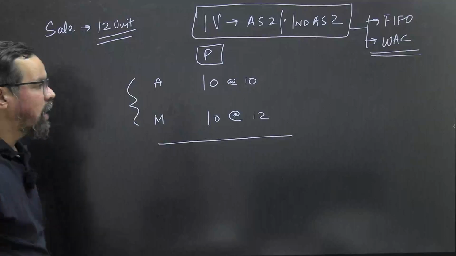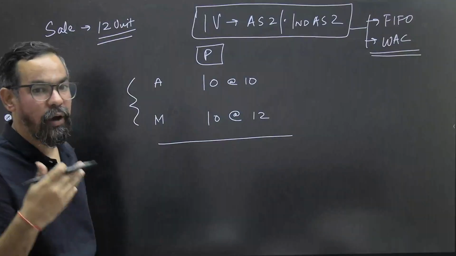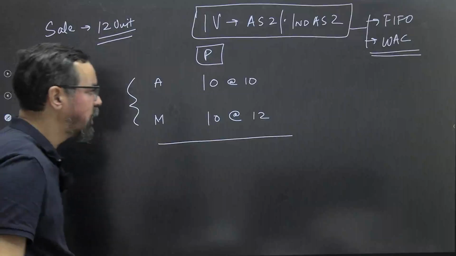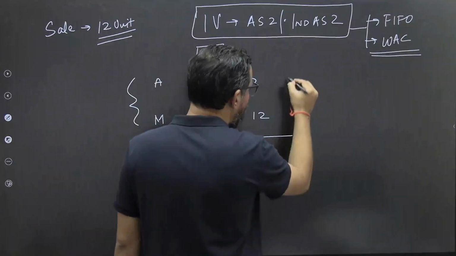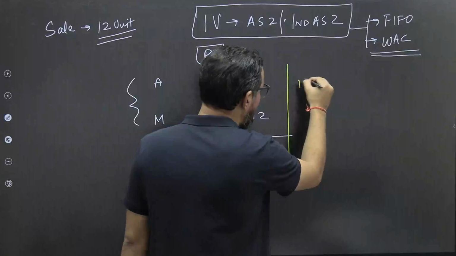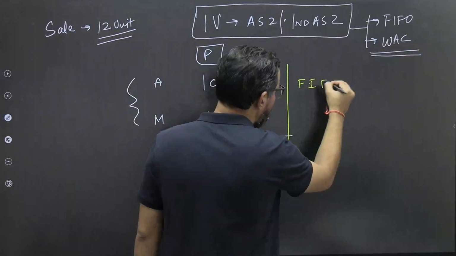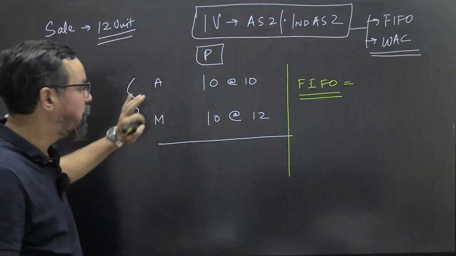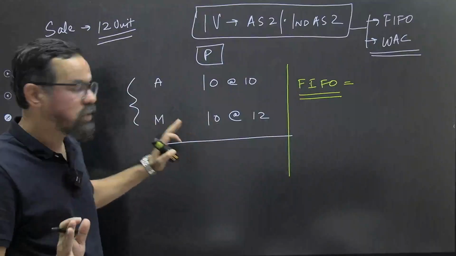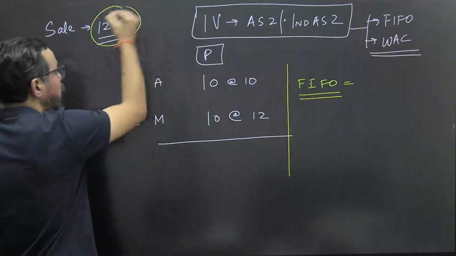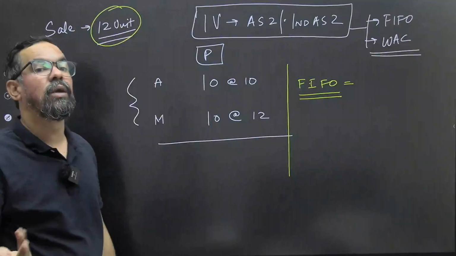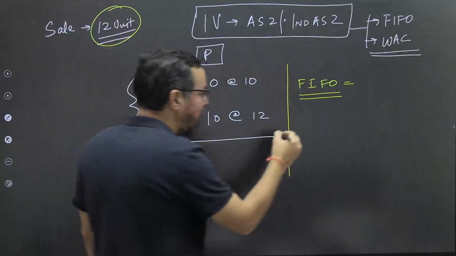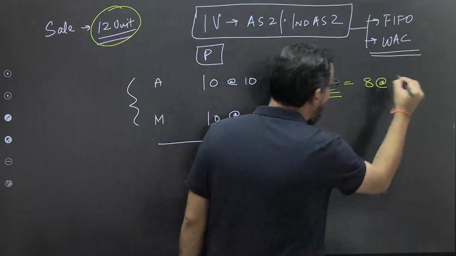Now, if they ask you to calculate your inventory by using the FIFO method, first we will be understanding FIFO. As per the FIFO method, first in, first out, we have purchased how much? 20 units, but our sale is 12 units, right? That means your remaining units are 8. We all know we have only 8 units. So 8 units at what price?